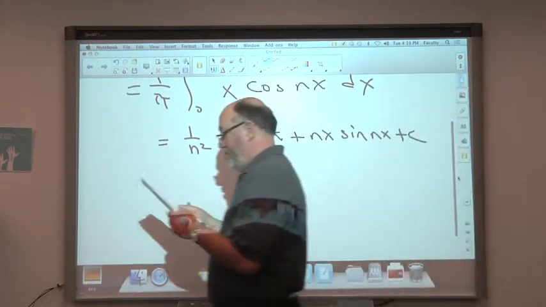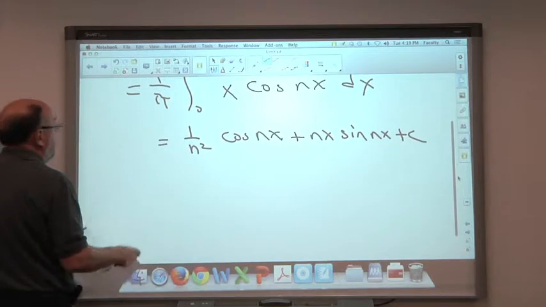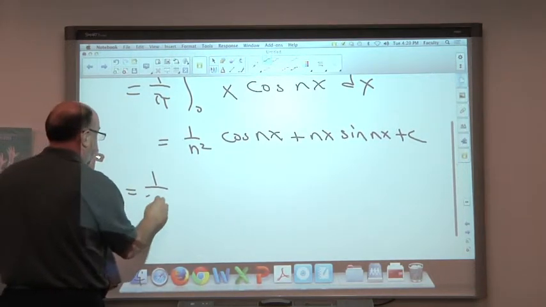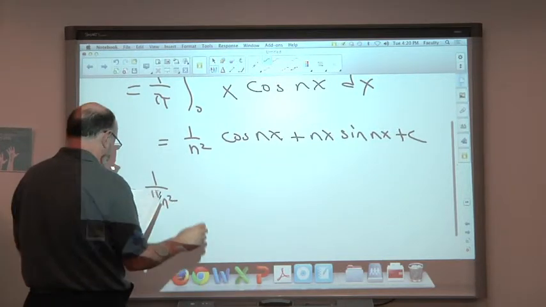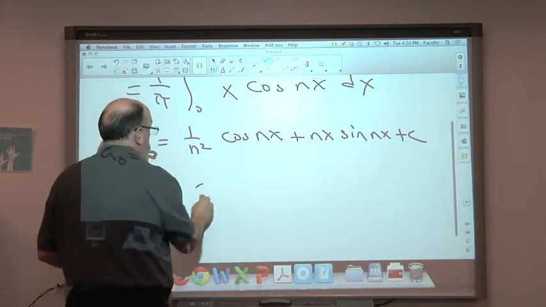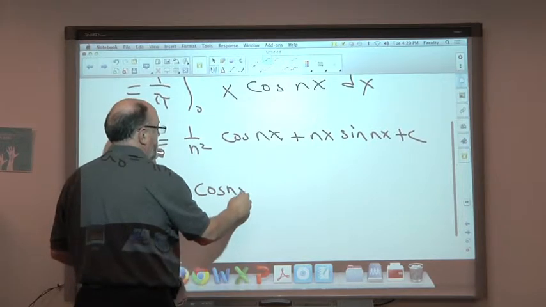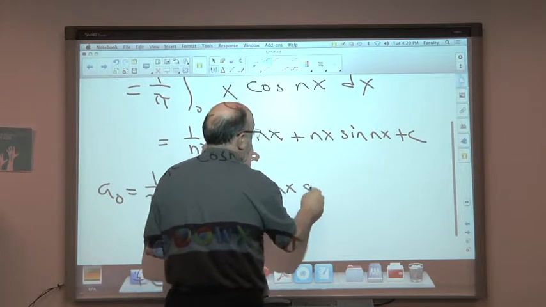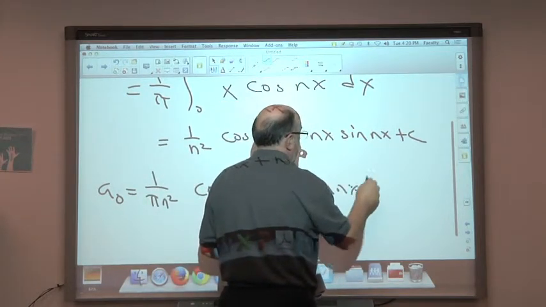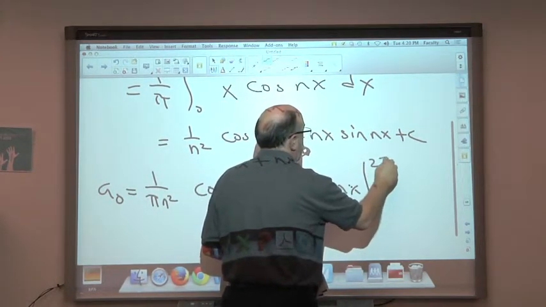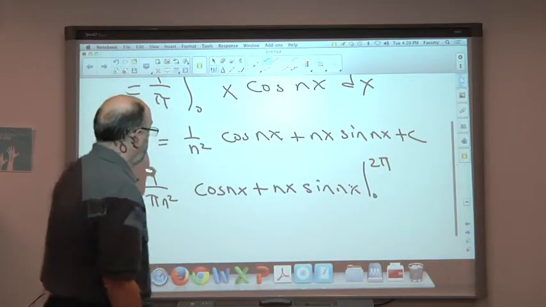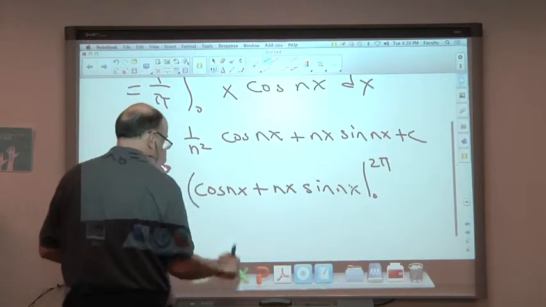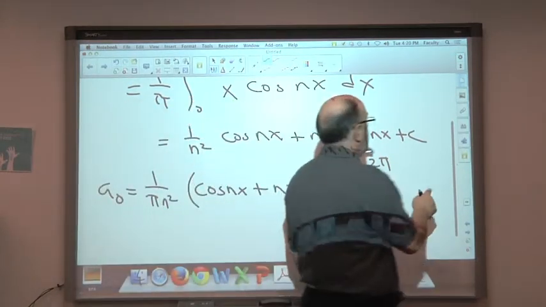And so if I do this with my definite integral, we've got that a sub n will be 1 over pi times n squared, cosine nx plus nx sine nx, evaluated from 0 to 2 pi. So now it's a matter of plugging in the numbers here and seeing what this comes out to give you.